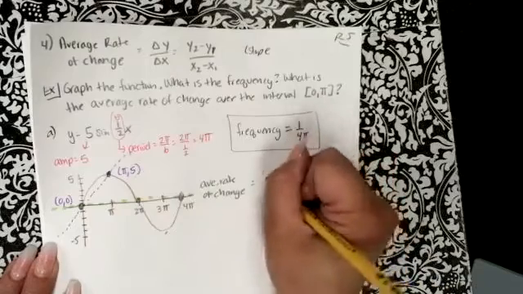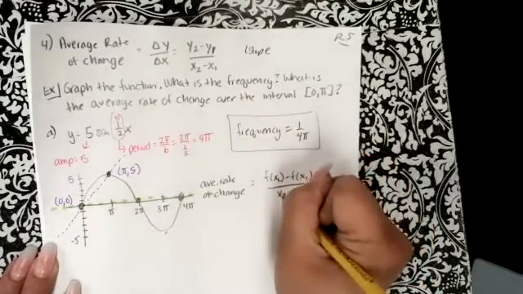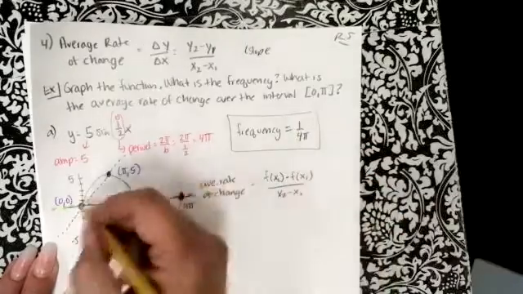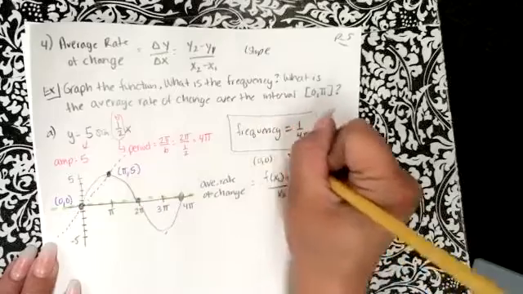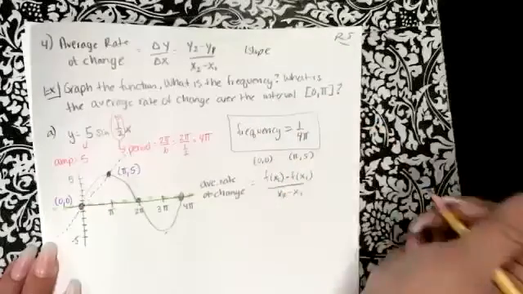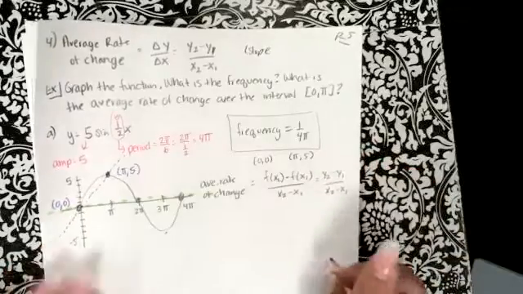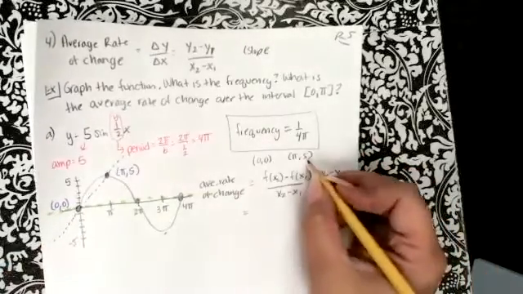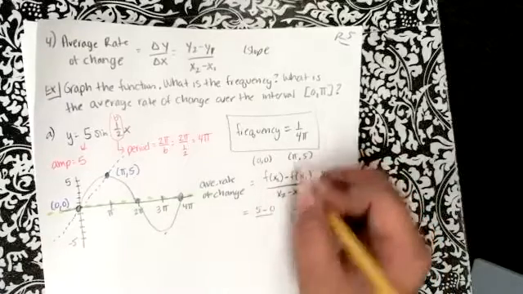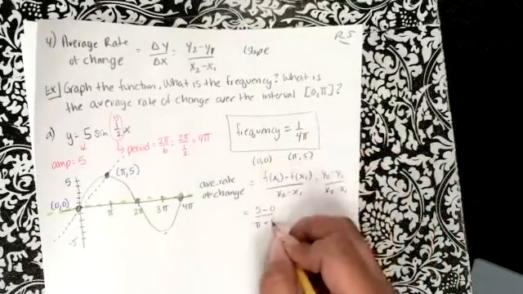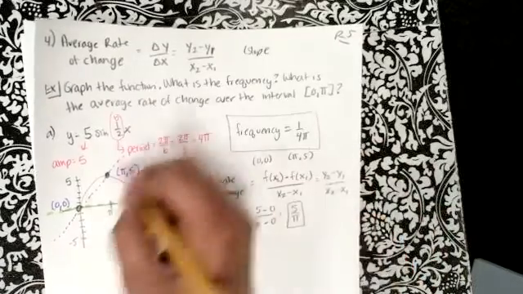You're basically doing f of x2 minus f of x1 over x2 minus x1. Given these 2 points right here, we have 0, 0, and pi, 5. This is the same as saying y2 minus y1 over x2 minus x1. So y2 is a 5, minus y1 is a 0, x2 is a pi, minus x1 is a 0. So the average rate of change here is going to be 5 over pi. So that's the slope going on right here.